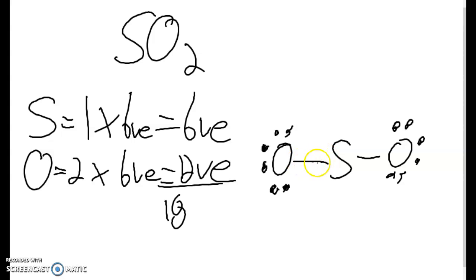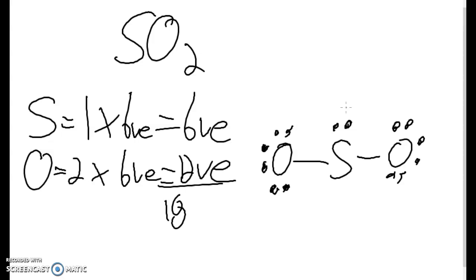Remember, each one of these lines is a bond, shared electrons. This line represents 2. So I have 2, 4, 6, 8, 10, 12, 14, 16. I need to use 18. So leftovers, I'll put in my center atom.